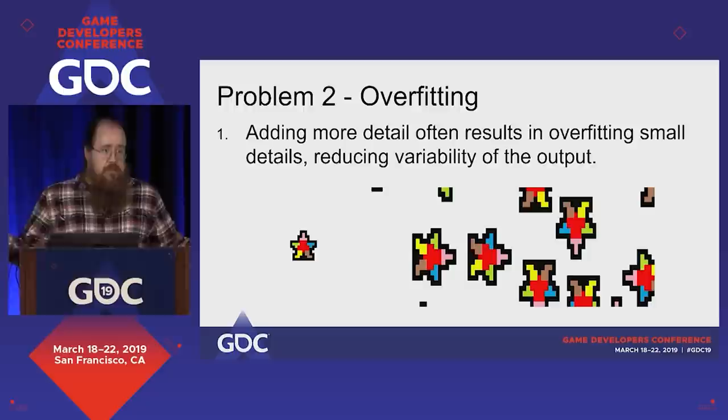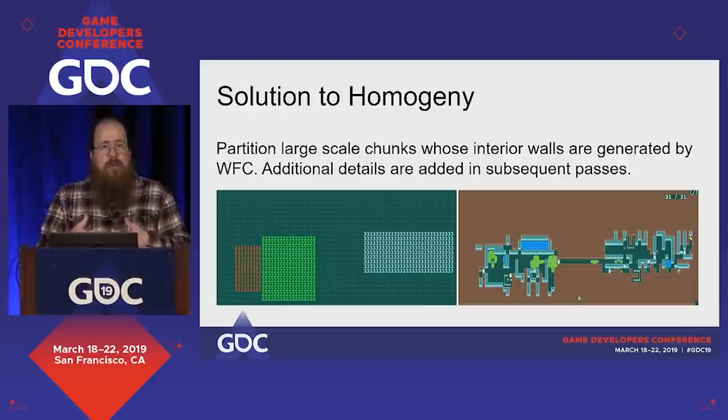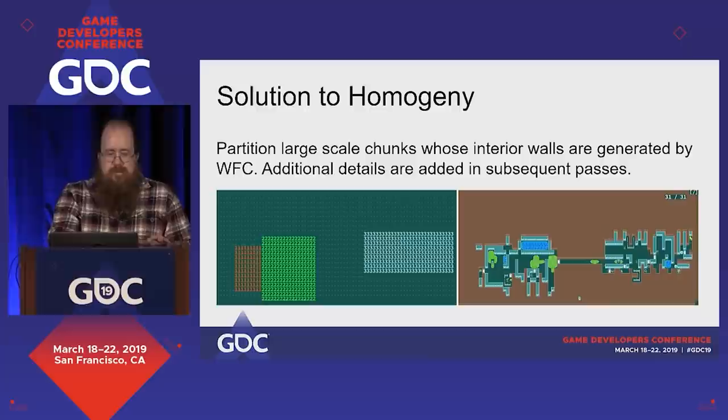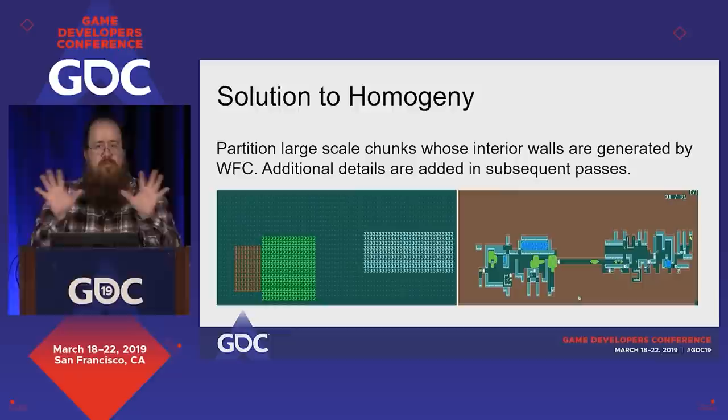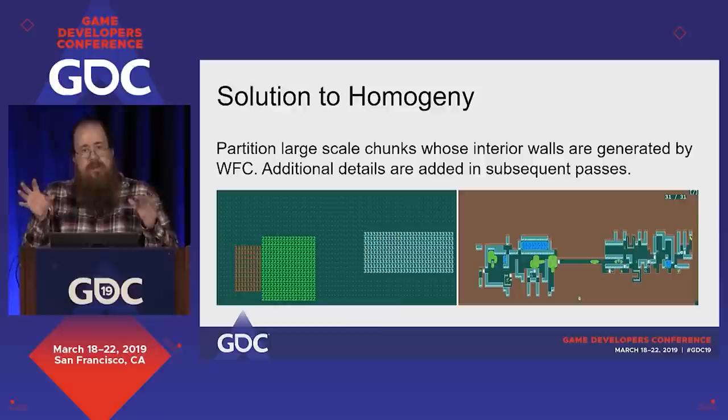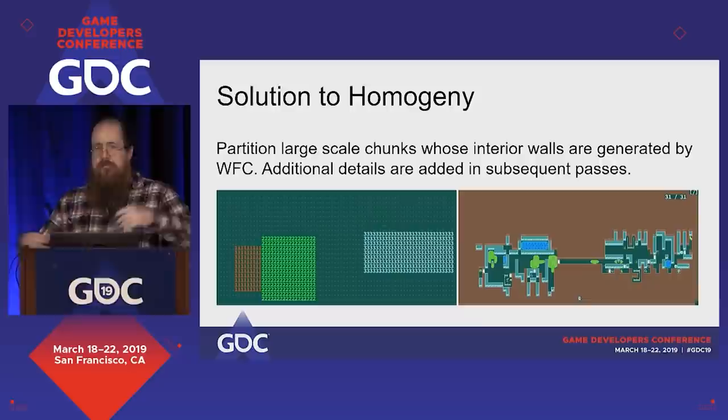So how did we solve these? The solution to homogeny was very simple. We segmented the output space and then used WFC to fill in details. So in this very simple example, we've segmented this map into 3 high-level chunks, and each of them is filled with a WFC input with different character. So this produces a high-level graph that's more interesting than a homogeneous output. And then the interiors, that interior detailing, which can be quite difficult to get with standard procedural techniques, can be highly varied because you can pick from a big library of 500 templates you made in MS Paint and get some really interesting complex output.